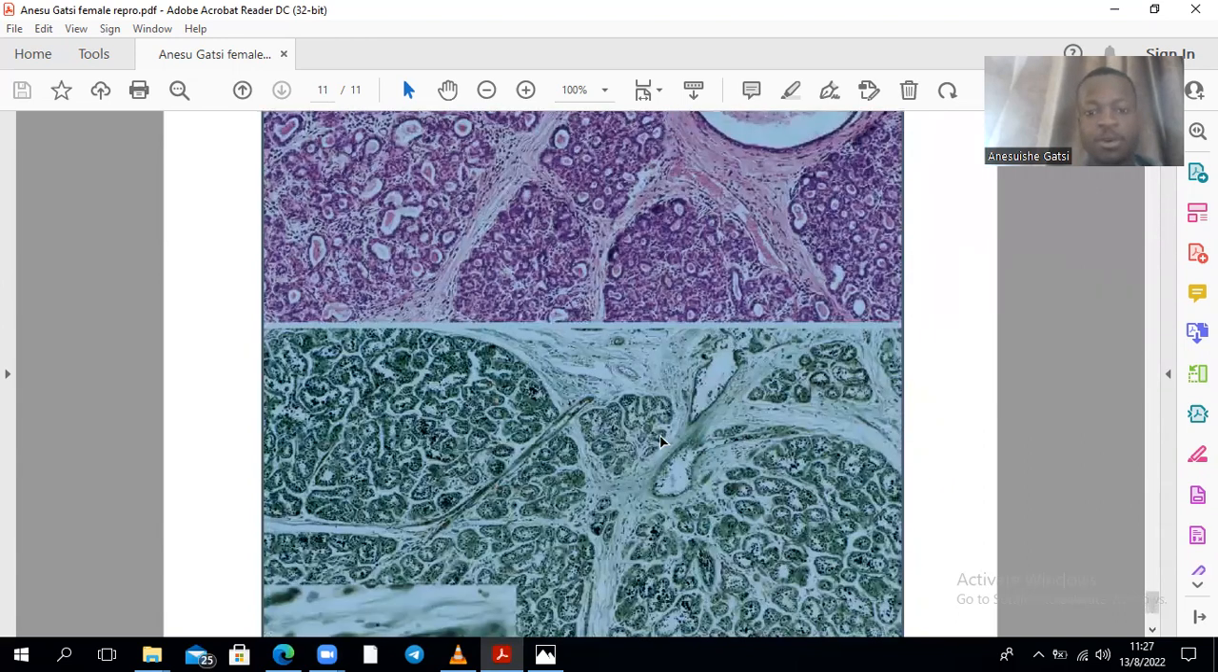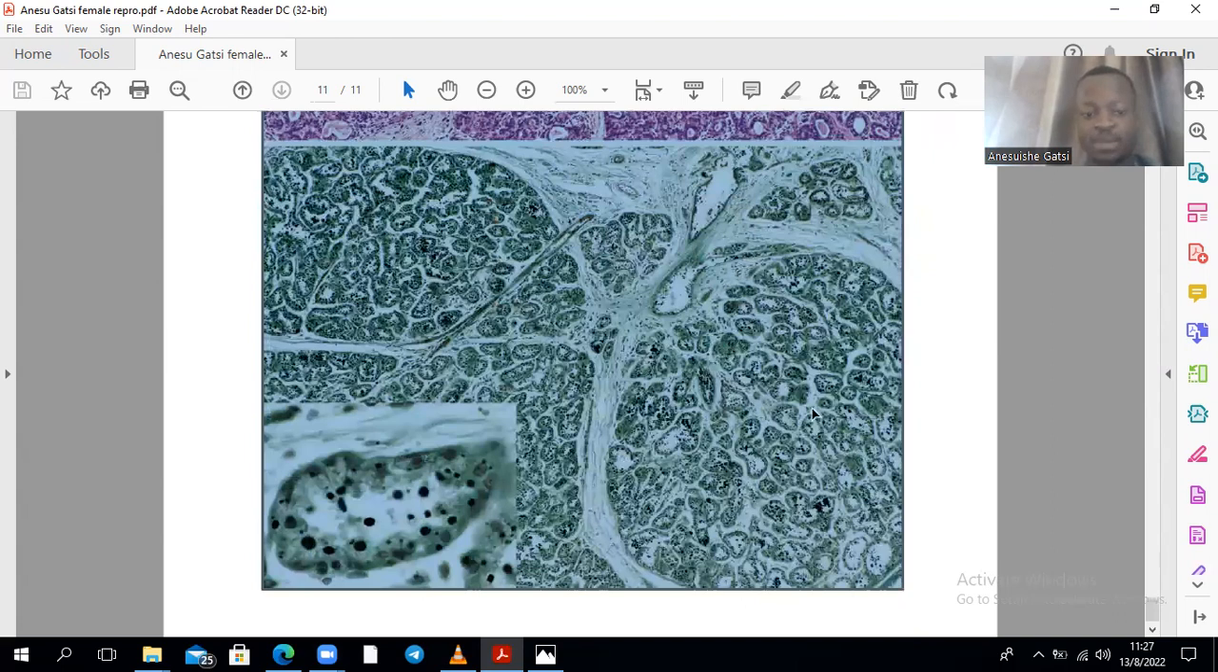This is methyl green osmium staining. It's still showing the same picture.